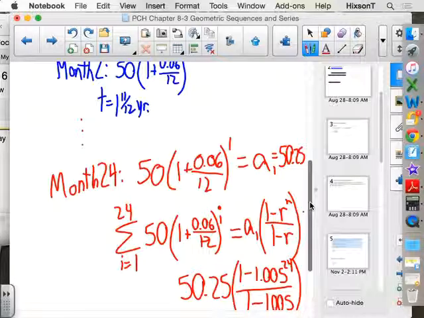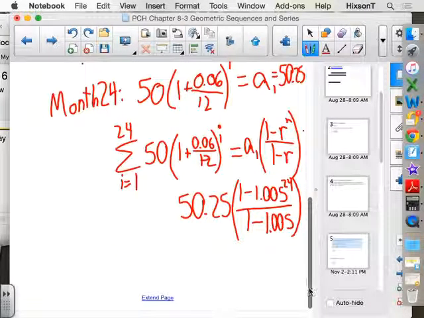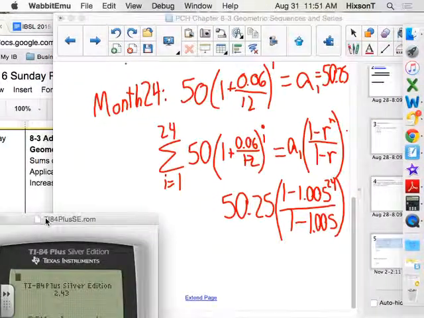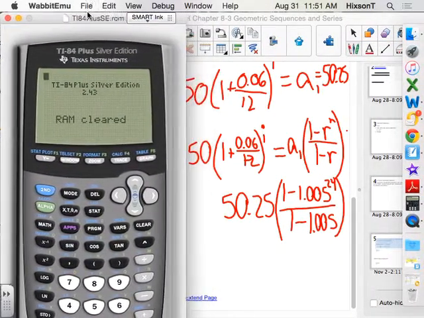Yes. So it's 1,277.96. That's right, that's what I got. Okay. Let me show you something with the calculator though that can make this a little easier. Okay?